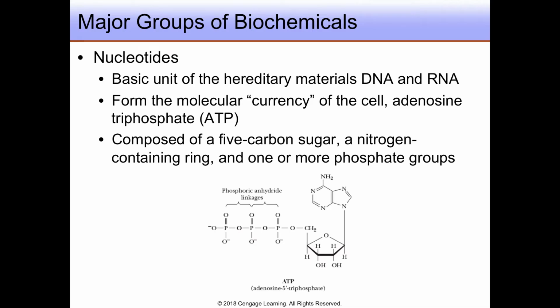However, members of this group perform other functions, such as adenosine triphosphate, or ATP, often referred to as the energy currency of the cell. As you can see, a nucleotide contains three different component parts: a 5-carbon sugar, a nitrogenous base, and one or more phosphate groups.